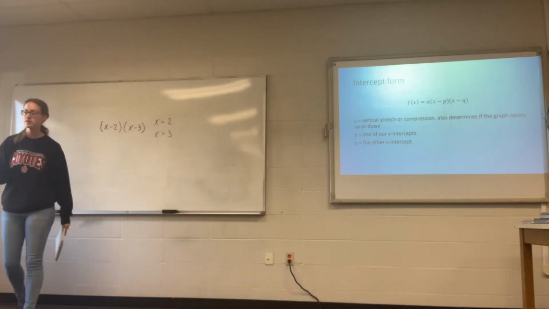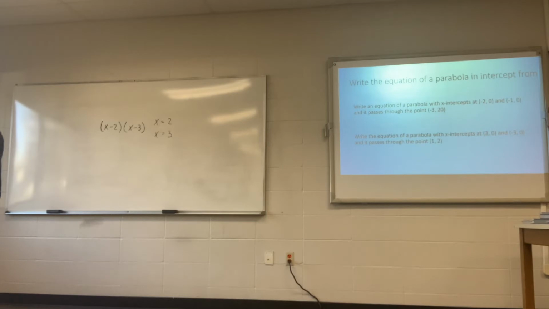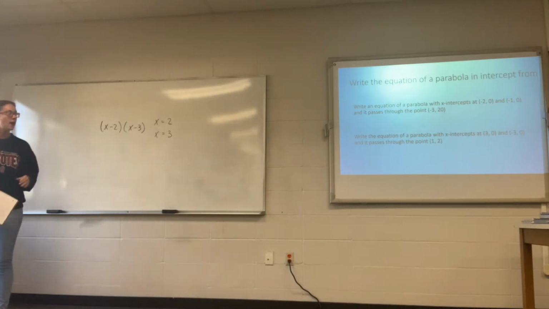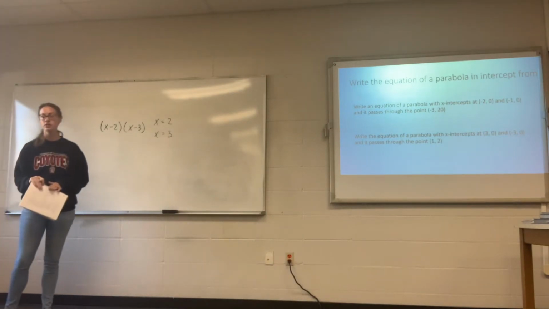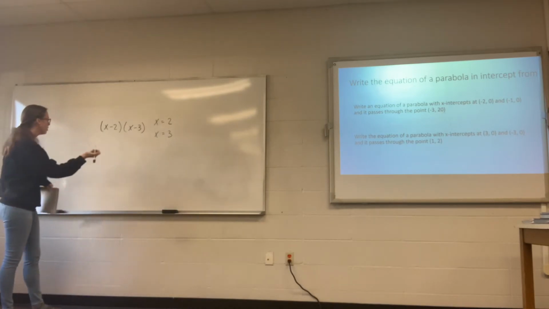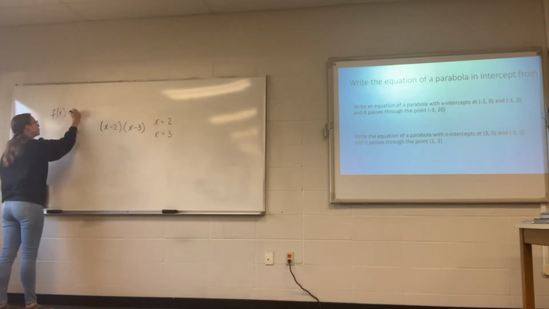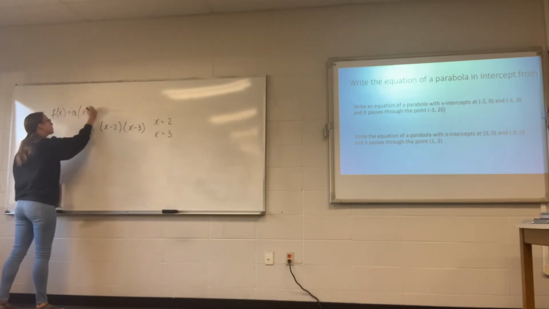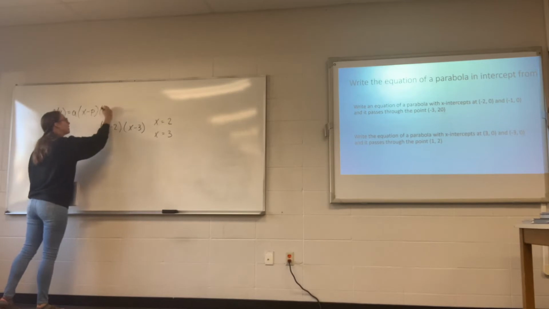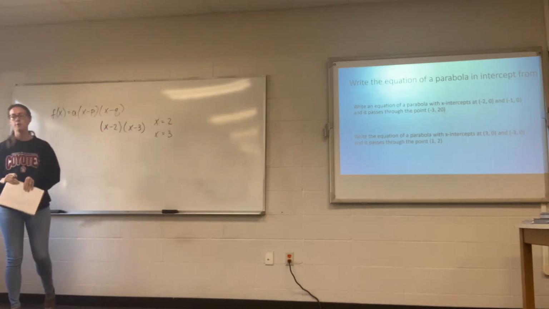Okay, so then the last slide is just a couple examples using that. So if you guys want to go ahead and switch over to that last slide. This one says, write the equation of a parabola in intercept form. So we're trying to write our intercept form, which we just said was f of x is equal to a, x minus p, and then x minus q. Okay, so that's my intercept form.